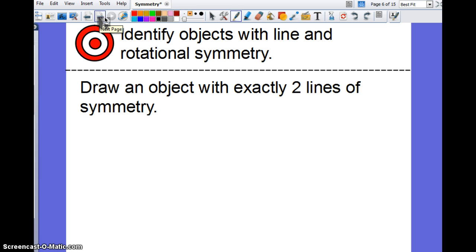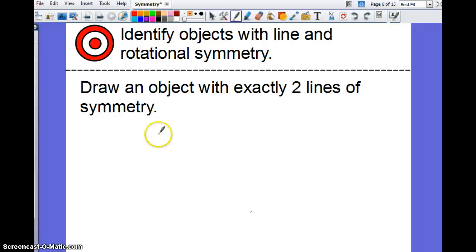All right, so on your piece of paper, take a couple seconds here. Draw an object that has exactly 2 lines of symmetry. So no more, no less. Exactly 2 lines of symmetry. Go for it. See what you come up with. I'd be interested to see some of the figures you came up with.